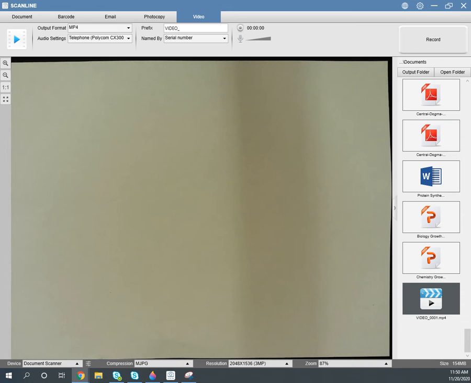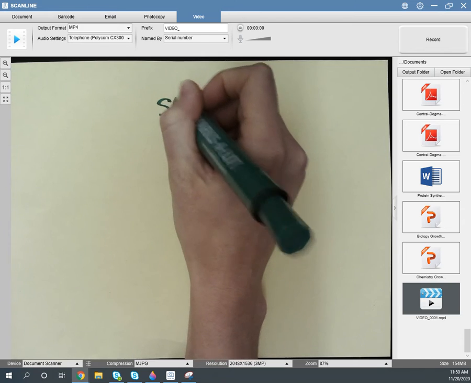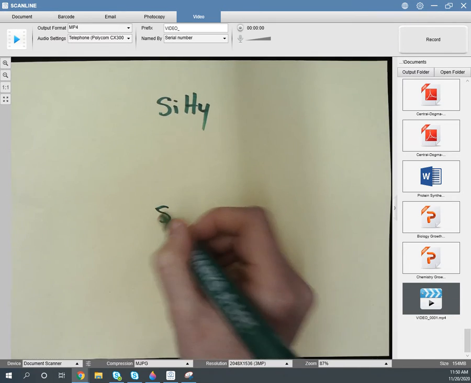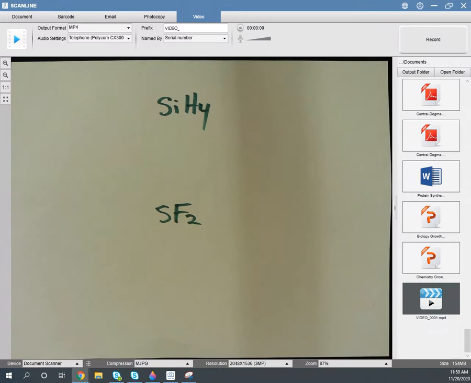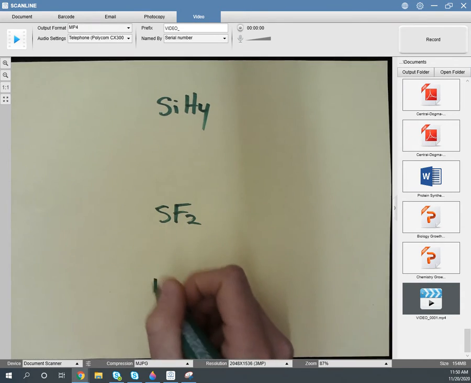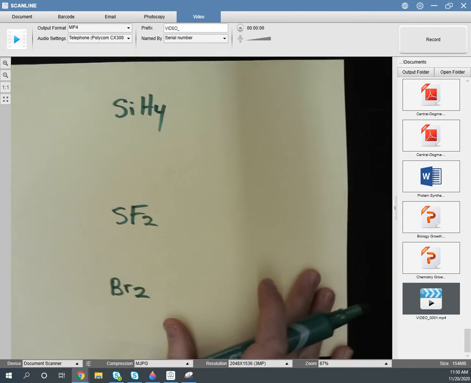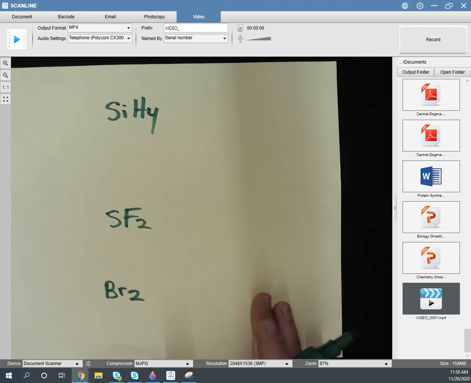So in this video, we're going to draw the Lewis structures for 3 different molecules. So you can use this to double check your work. We're doing SiH4, SF2, and Br2. So again, we're going to use the same procedures that we used before to draw these Lewis structures. First step is to count the number of valence electrons.